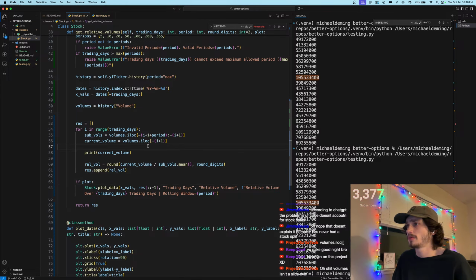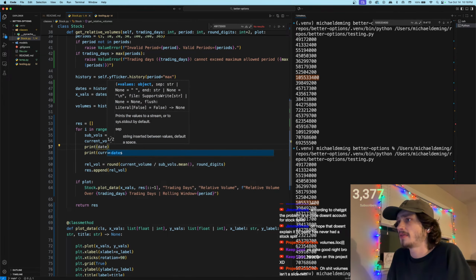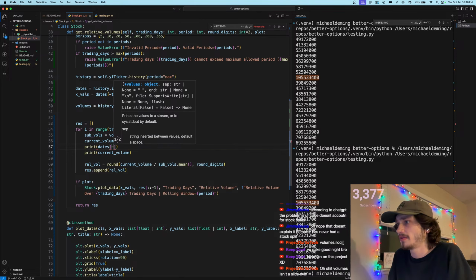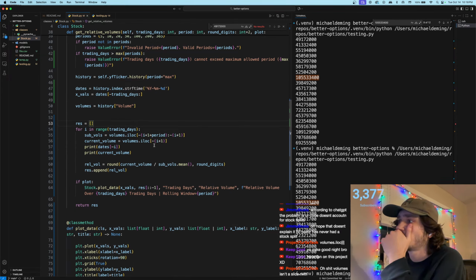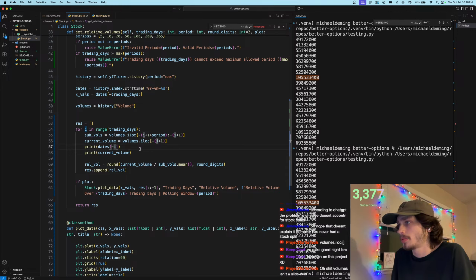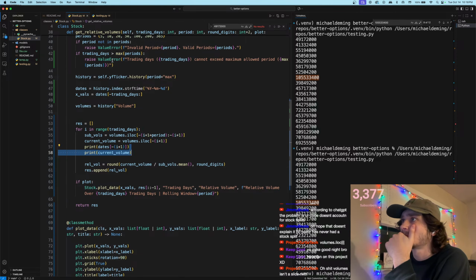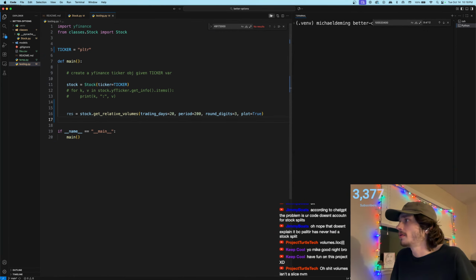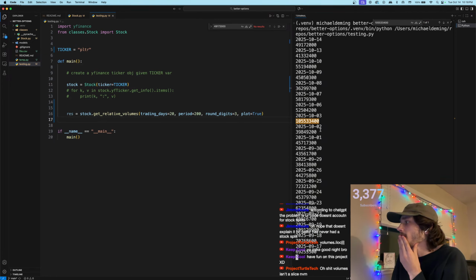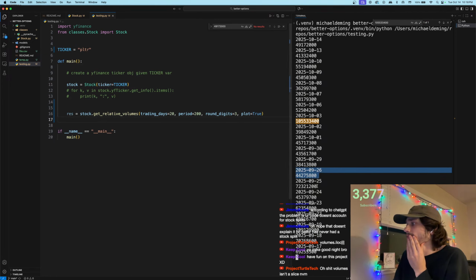So print current volume, or print date index negative I, negative I plus 1. So now if we go here and run, we get 926.44 million.